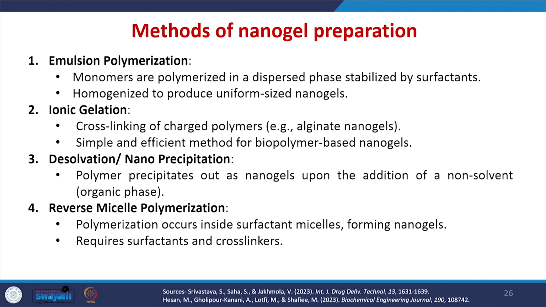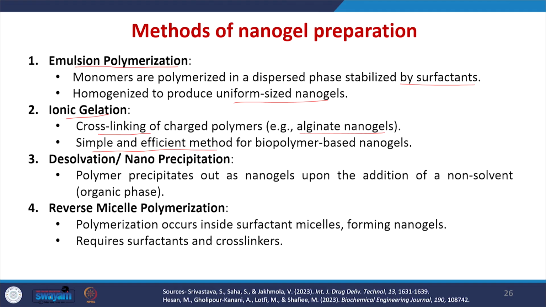Let us see what the various methods available for nanogel preparation are. The first one is emulsion polymerization. Here the monomers are polymerized in a dispersed phase stabilized by surfactants, homogenized to produce uniformly sized nanogels. The next method is ionic gelation. Here we use the cross-linking of charged polymers, for example alginate nanogels. This is one of the simple and efficient methods for biopolymer-based nanogels.